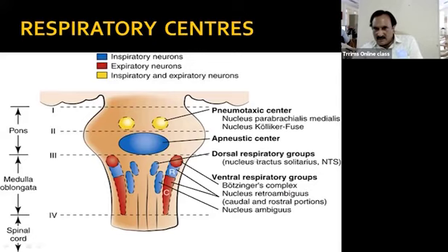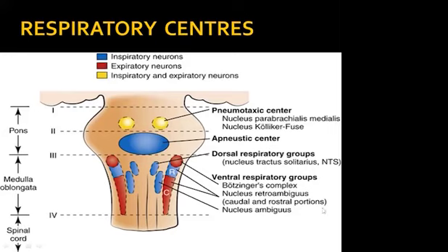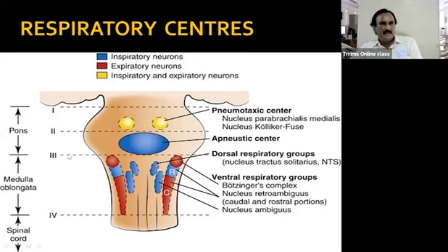And the dorsal respiratory group here, that is the nucleus tractus solitarius. And this is the ventral respiratory group. Bötzinger complex, just remember the term, I'll discuss it with you. Bötzinger complex, nucleus retroambiguus, caudal and rostral portions. And these are present in what is called the medulla oblongata.